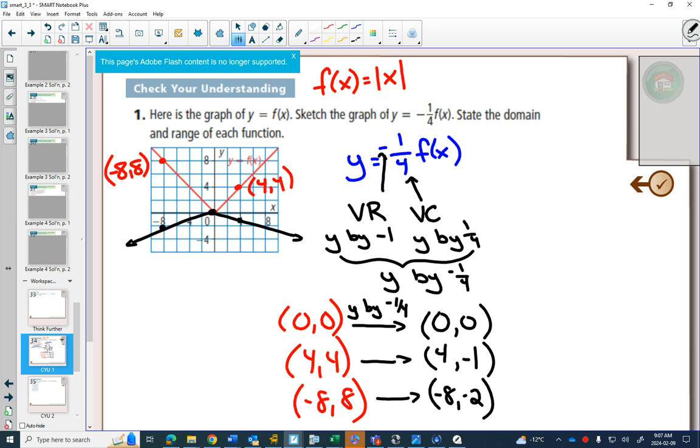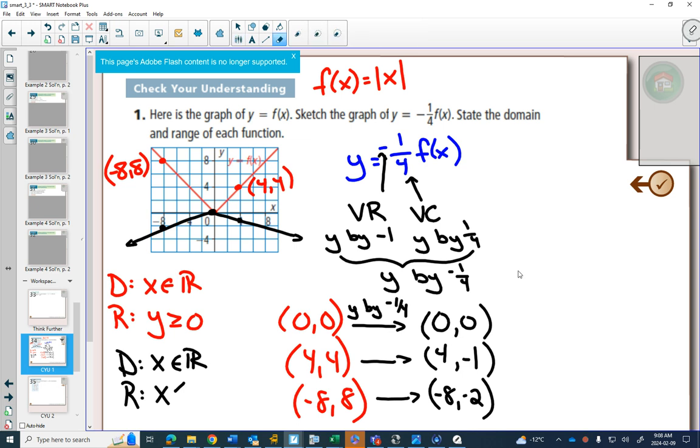And there is our final graph. Reread the question, and we still have to state the domain and range. The domain is everything. The range of the red one was y is bigger than or equal to 0. And then on our black graph, the domain is still everything. But our range, the y values are now less than or equal to 0.